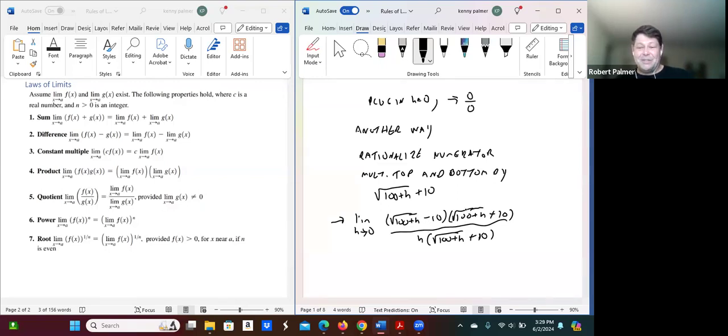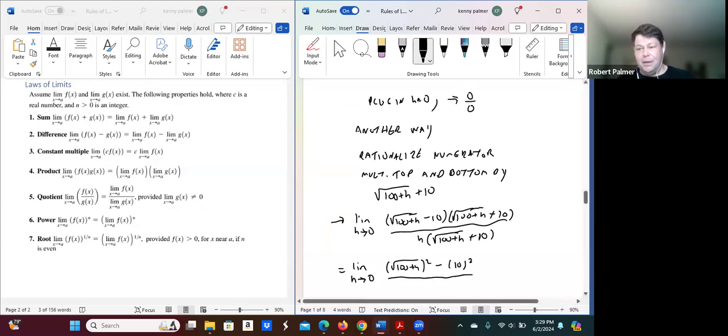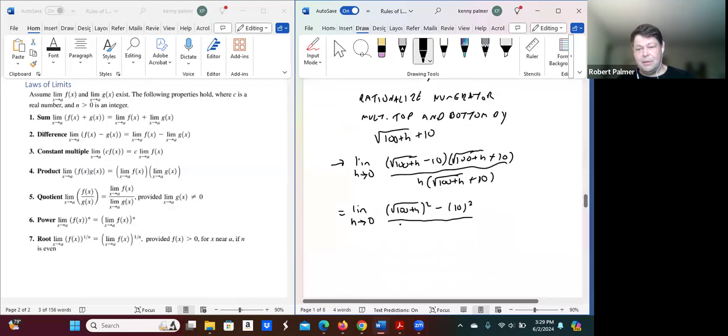If you FOIL this out, you'll see this is basically an example of difference of squares. You have exactly the same thing, except with a plus and a minus in the middle, but our terms are the same. So if we combine this, either FOIL it or use the difference of squares shortcut, this is going to be the square root of 100 plus h, squared, minus 10 squared, over, I'm not going to multiply this through yet, I'll just leave it as it is for now, the square root of 100 plus h plus 10.